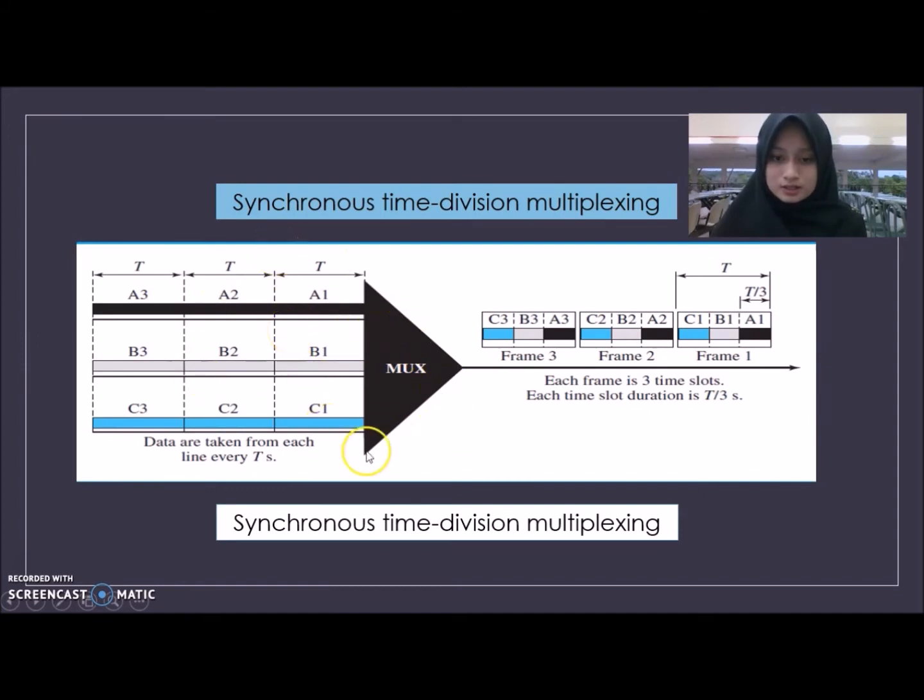However, the duration of an output time slot is n times shorter than the duration of an input time slot. If an input time slot is T, the output time slot is T/n, where n is the number of connections. In other words, a unit in the output connection has a shorter duration. It travels faster. So the figure shows an example of synchronous TDM where n is equal to 3.